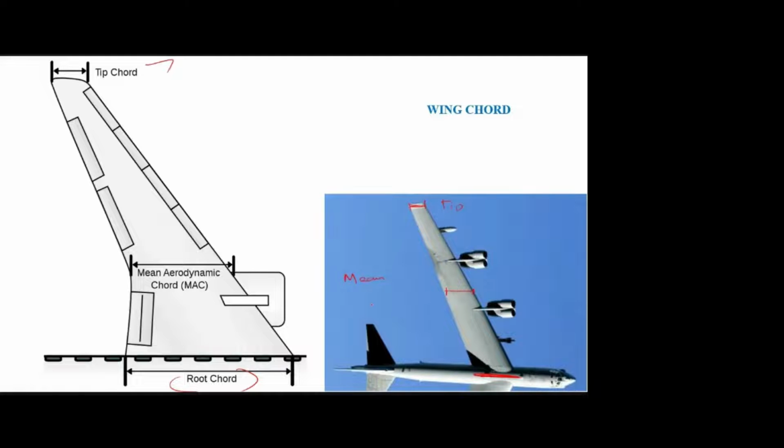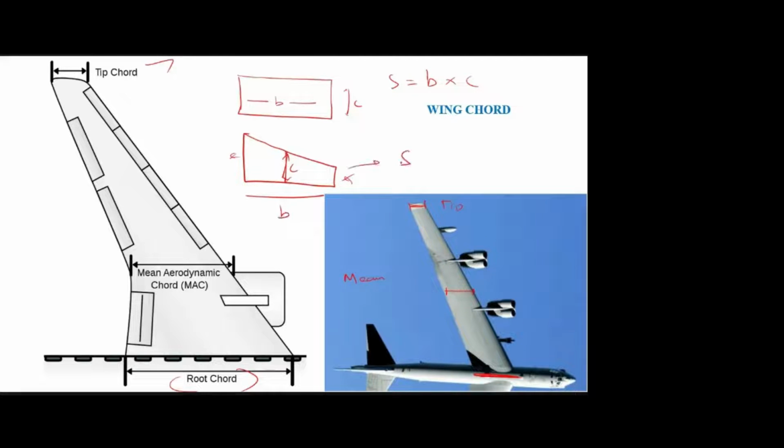You may ask, what is the use of this mean chord? If you are finding the area of the wing, for example if the wing is rectangular, with this as span and this as chord, then the area will be span into chord, directly. But if instead of a rectangle it is a tapered wing, then to find the area we will take the mean chord. We won't take the root chord or tip chord. We will take the mean chord value and the span value, so the area will be b into c. Is that clear? That's why we use the term mean chord.